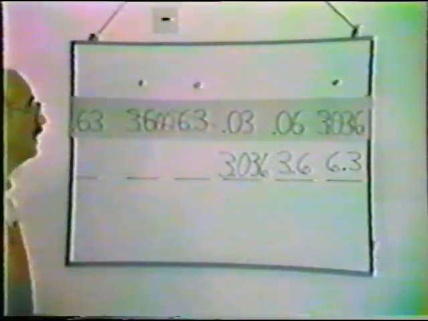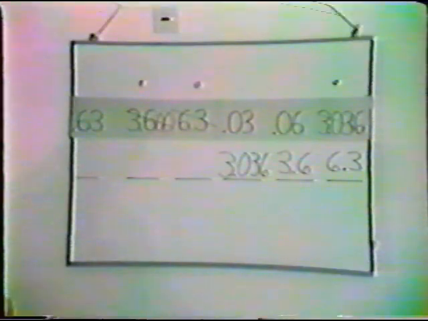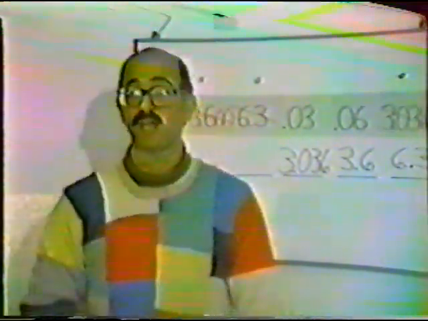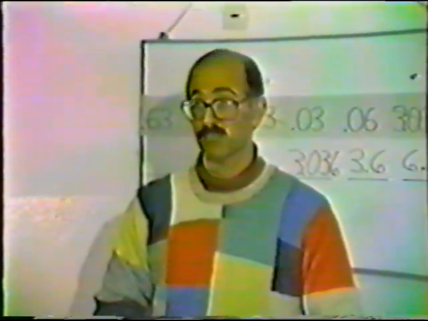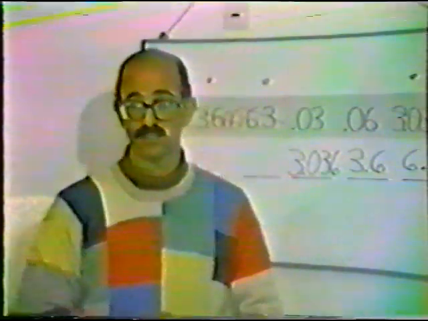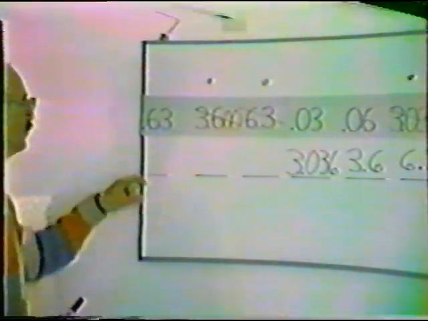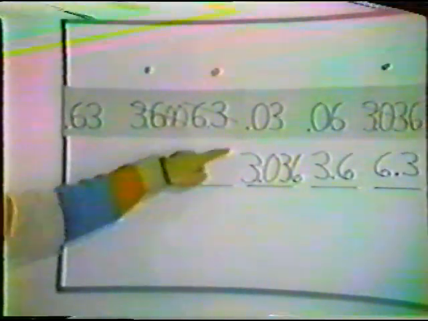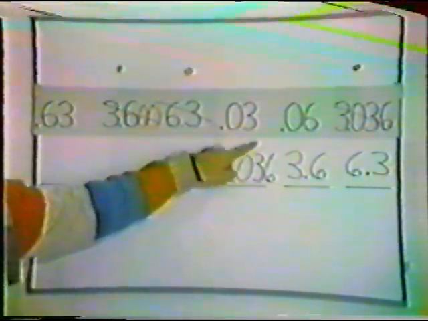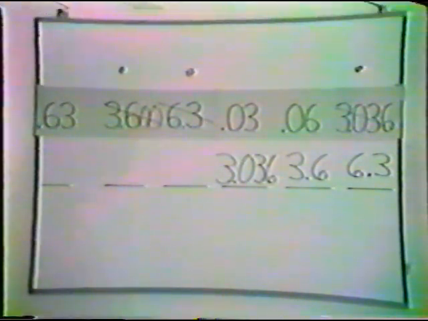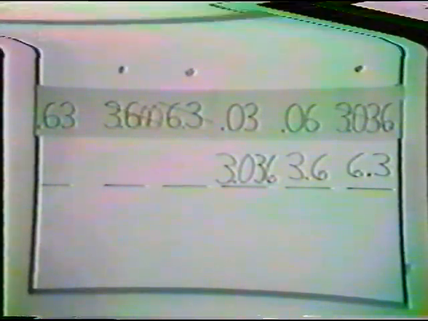3.036. Now, we've just said that each of the other 3 that we have left each have 2 decimal places. Do we need to add any zeros to make them alike? No. Let's just read them. 63 hundredths. 3 hundredths. 6 hundredths. Which one of those is the most hundredths? 63 hundredths.